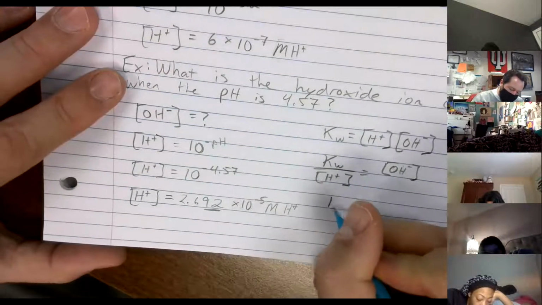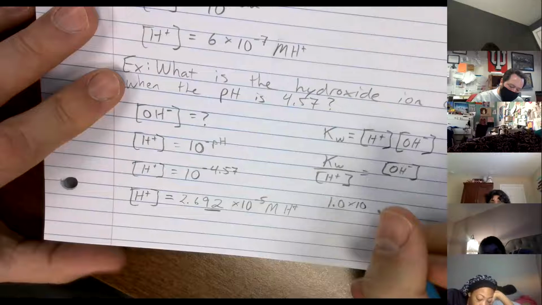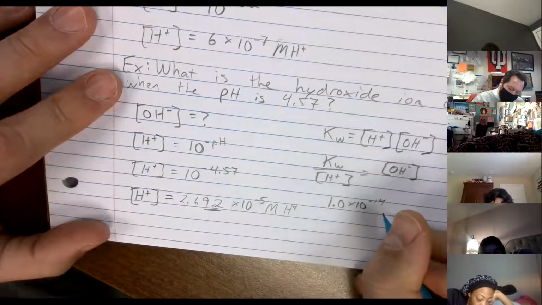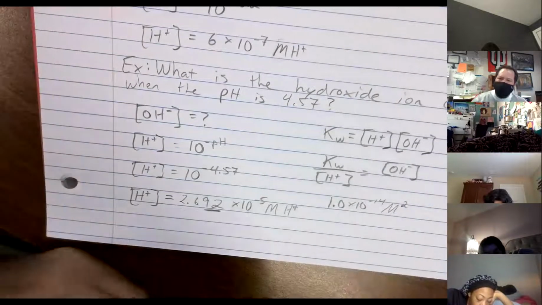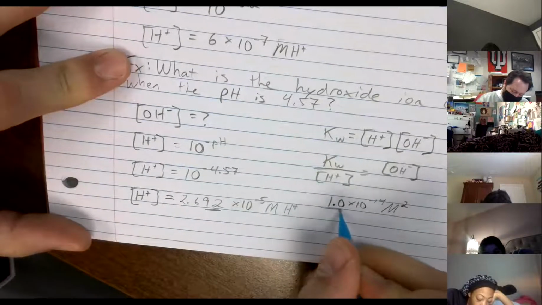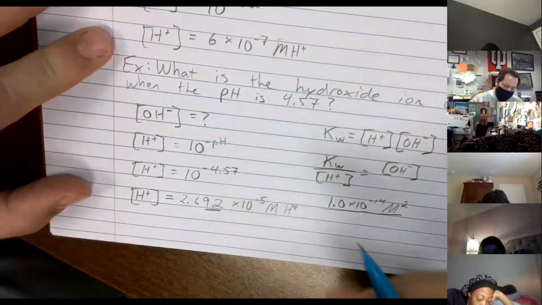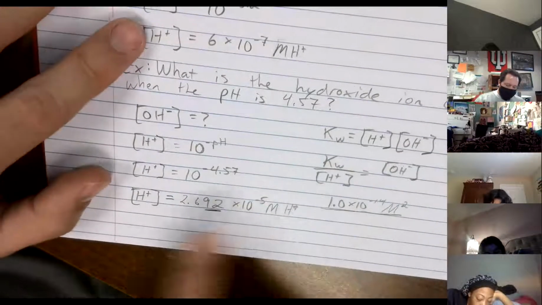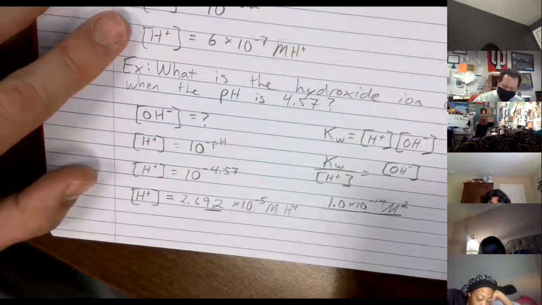So our Kw, again, that's a constant. That's always 1 times 10 to the negative 14th. The unit on that is molar squared. It's an invented unit just to make sure the math makes sense. And then we're going to divide that by our H plus, which is what we calculated over here.